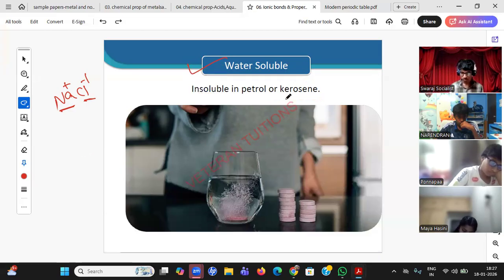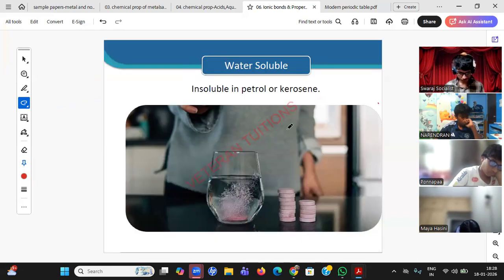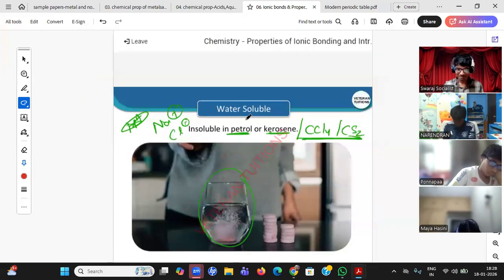Okay, we have done that particular activity, I guess. What else? Yeah, so they are water soluble. They are insoluble in organic or non-polar solvents, unlike non-polar covalent compounds. Okay, so that's the second property.